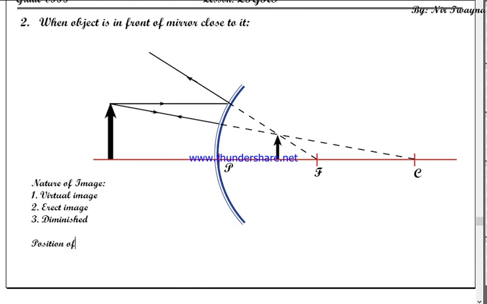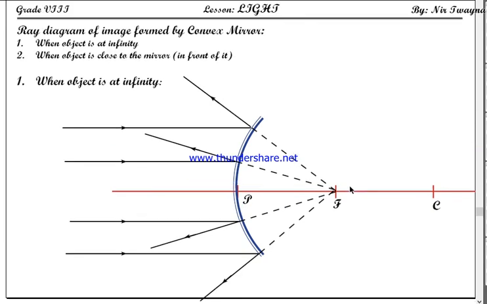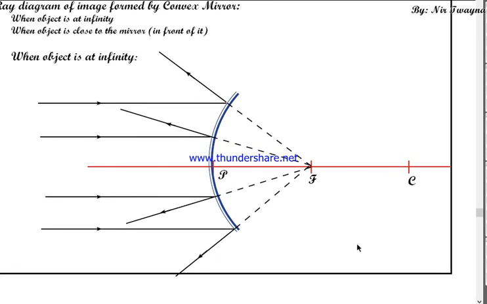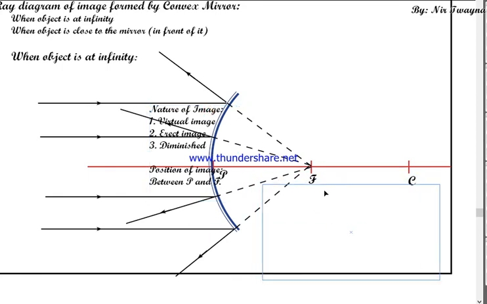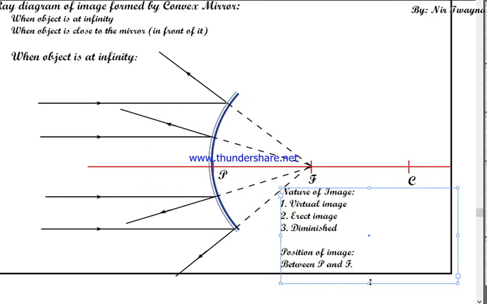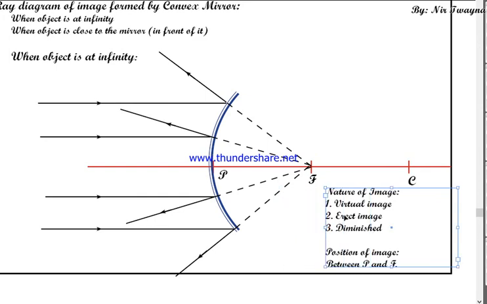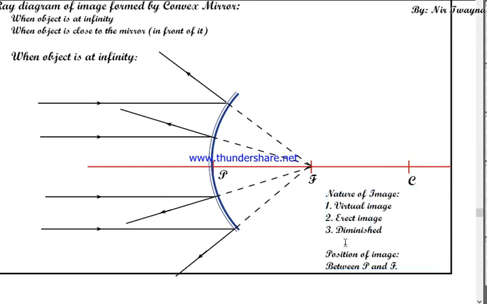Now position of image is between P and F. Image is always formed between P and F. And in case number 1, there is no space here, I'm going to write it here. I simply copied it because the nature of image is same, except for this point, highly diminished, and position of image is exactly at F.